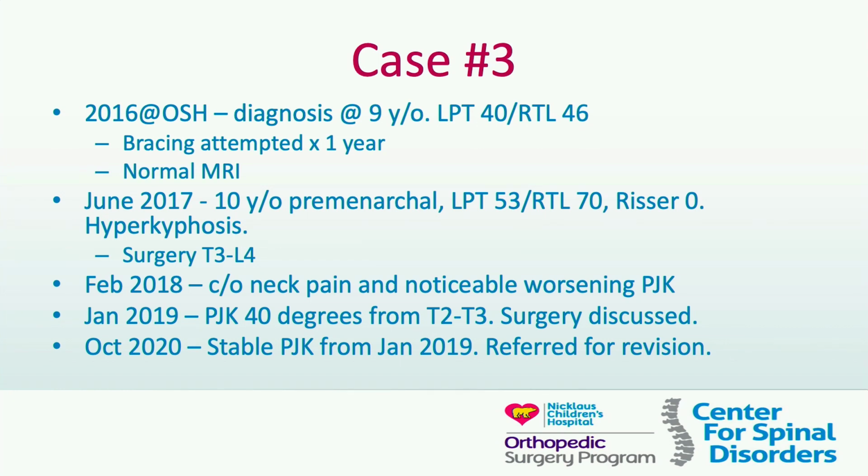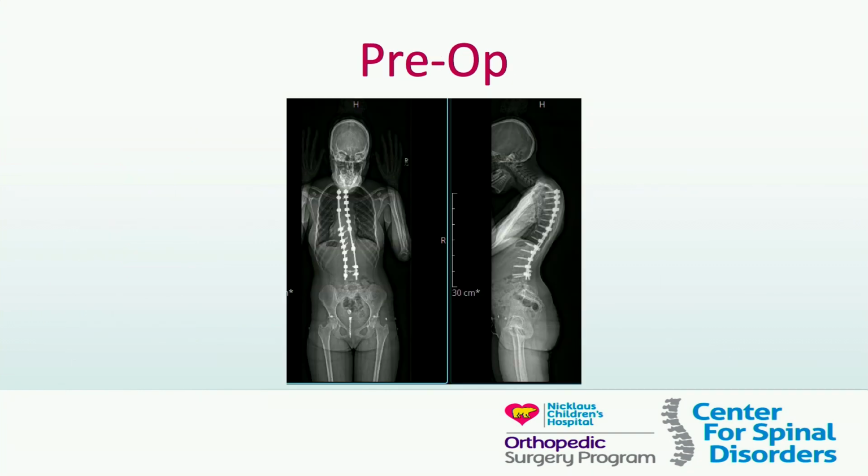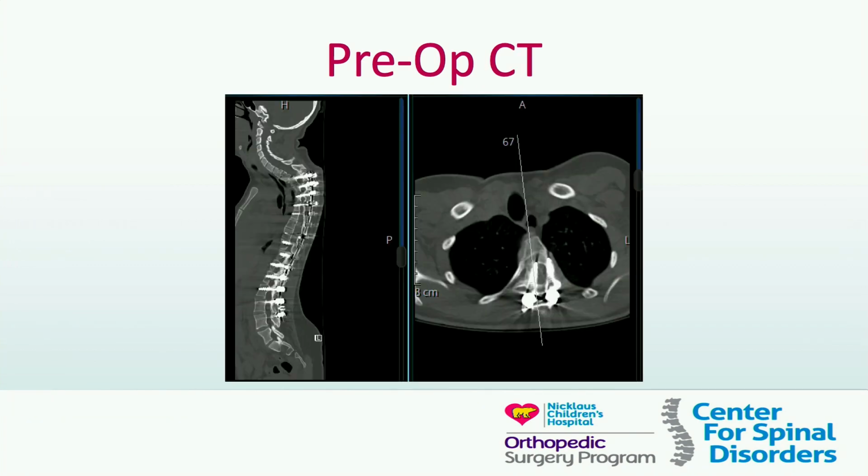After a little less than a year, she started complaining of neck pain and showing worsening of a neck deformity. She was found to have PJK, and then the surgeon discussed with her possible surgery at that time. She then came to see us about a year later for revision surgery, and here she is, PJK'd over the top of this construct, and the question is, what do we do now in the symptomatic patient?